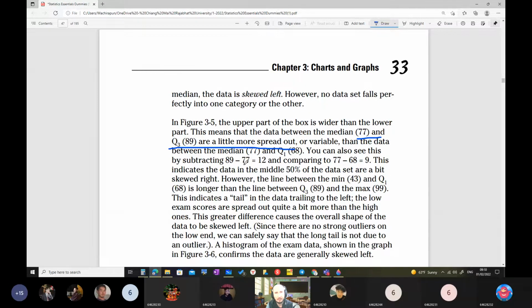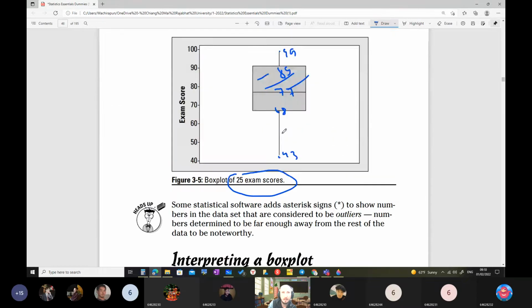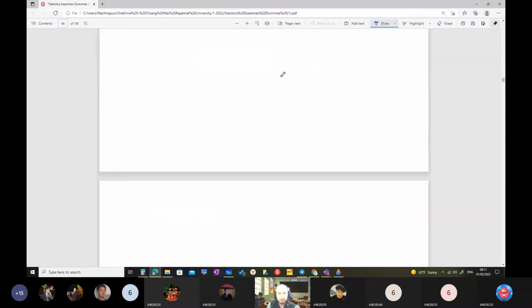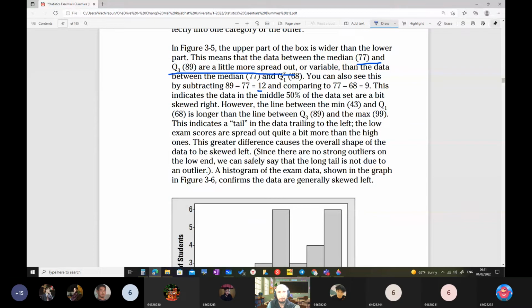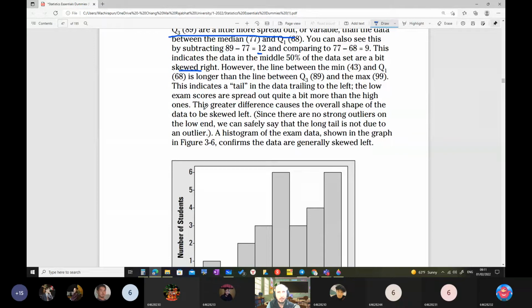So 89 minus 77 is 12, and 77 minus 68 is 9, right? So more numbers are stuck here in the upper portion. This indicates the middle 50% of the data set is a bit skewed to the right, right? Skewed to the higher portion. Low exam scores are spread quite a bit more than the high ones.